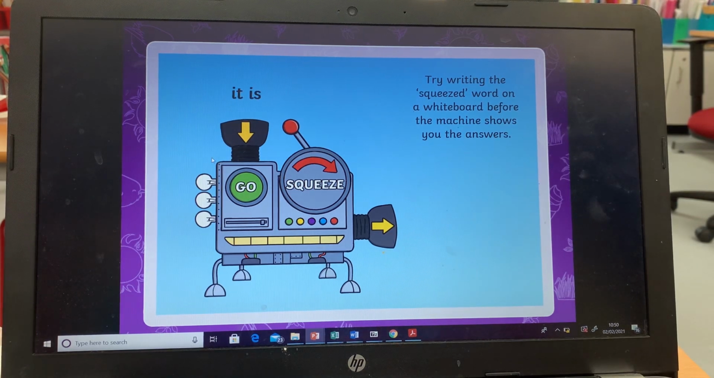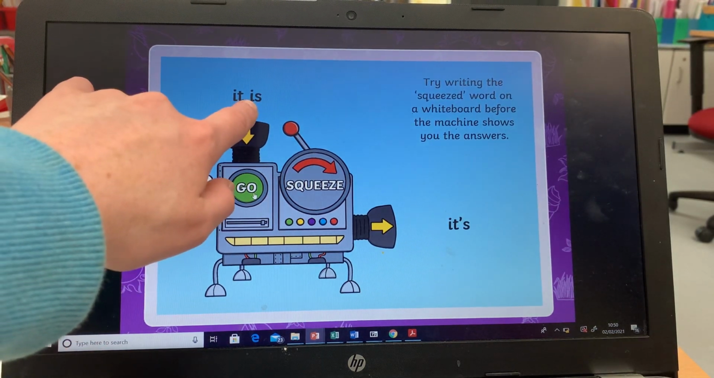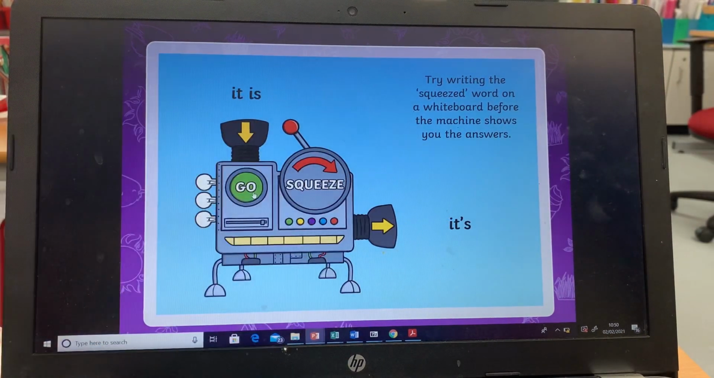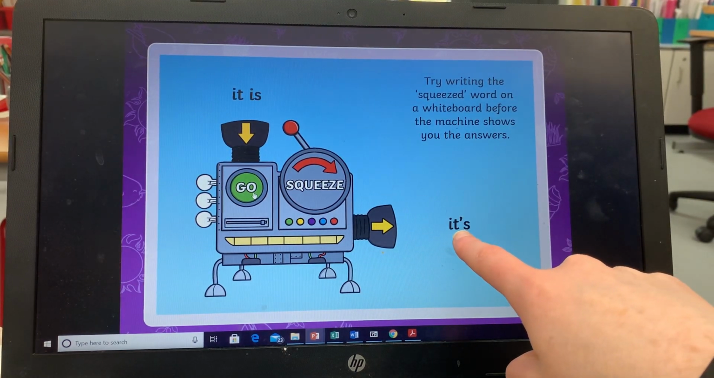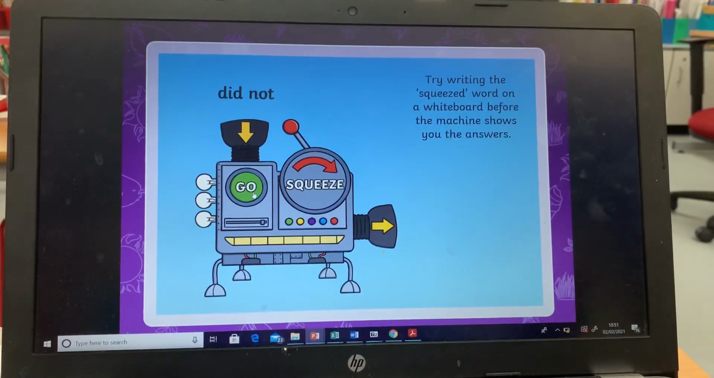Oh, let's try the next one. We've got it is. Let's see if we can contract it is. It is becomes the contraction it's. So you can see the I in the word is has been omitted. It's been taken away, and the apostrophe has been put in its place. So we've got it, apostrophe, and then the S. You can see the S is not joined next to the T. That's very clear. It's the apostrophe and then the S after it.